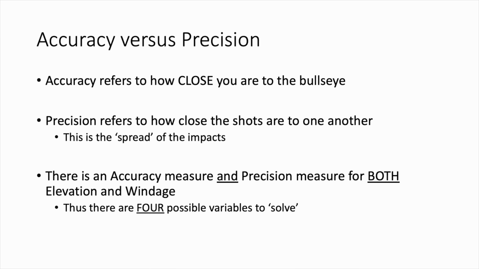So the first big concept is this distinction between accuracy and precision. Accuracy refers to how close you are to the bullseye. Did you get the bullseye? Precision refers to how close the shots are to one another. This is what has been referred to as the, quote, spread of the impacts. This has its roots in statistical language. If the shots are very close to one another, your shooting is precise. There is an accuracy measure and precision measure for both elevation and windage. Thus, there will be 4 possible variables to solve for.